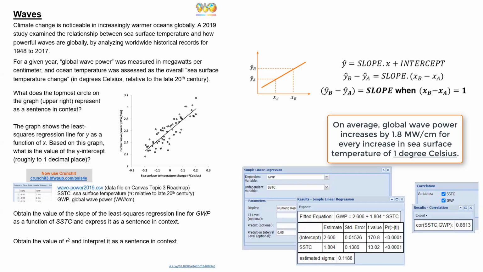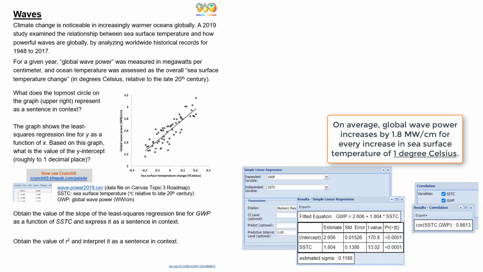So very importantly here is to understand that the units of our variable x is degrees Celsius. So we're not talking about tick marks on a graph. Again, tick marks on a graph are an arbitrary choice. So therefore here, what we can say is that for any increase of 1 degree Celsius in sea surface temperature, the global wave power changes by the value of the slope, so 1.804 megawatt per centimeter on average.